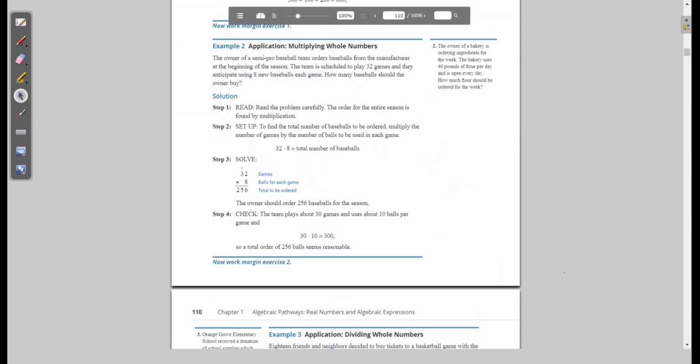So example 2. 256 should be what I get. Here we go. The owner of a semi-pro baseball team orders baseballs from the manufacturers at the beginning of the season. The team is scheduled to play 32 games, and they anticipate using 8 new balls each game. How many baseballs should the owner buy?